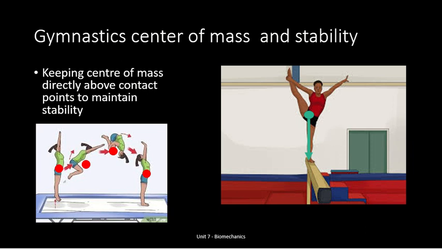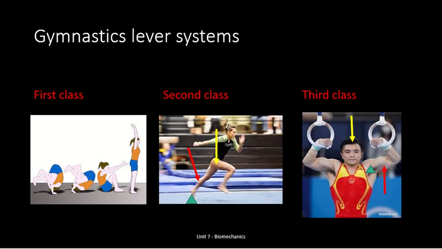And then with stability in this other example on the beam, they need to make sure they're keeping their center of mass directly above the point of contact to then remain stable. As you can see with the arrow, the point of contact is their leg, and then their center of mass is directly above on the beam to make sure that they then stay on the beam while they're doing their routine. And then moving on to the lever systems.